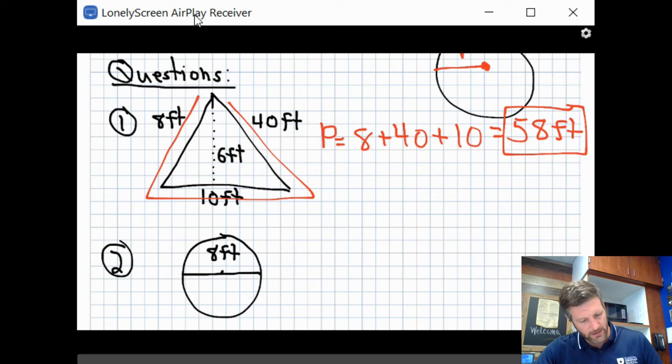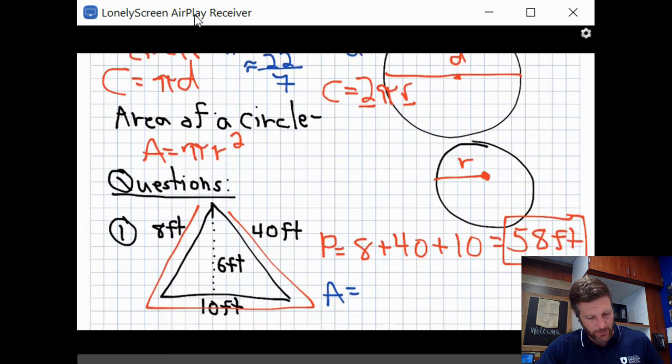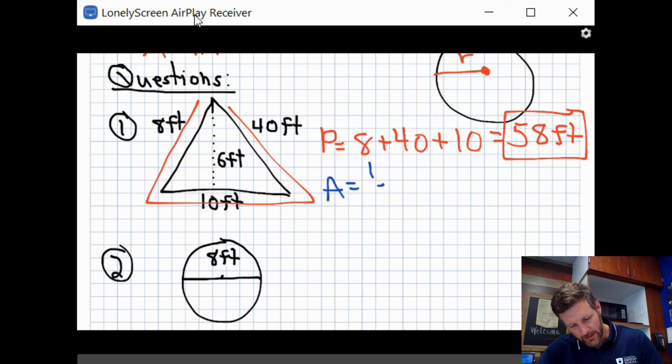Alrighty, and then we've got the area. So before we do that, notice we set our formula up. Oh, actually, we never did a formula of perimeter. Okay, good. Yeah, you're just adding up the distance around a shape. The area of a triangle, we have 1/2 base times height. Okay, so that means I got 1/2 times the base. Oh, that's 10.